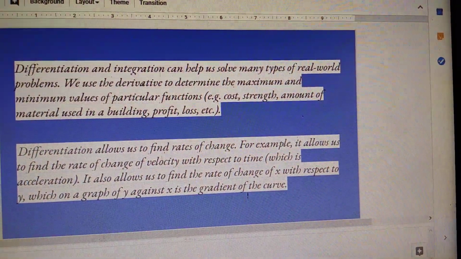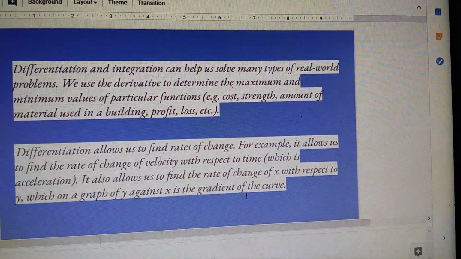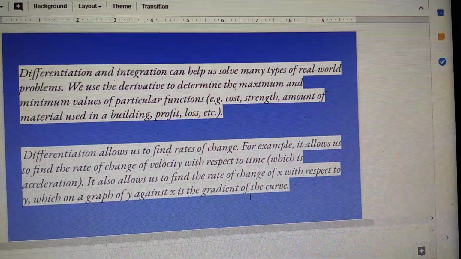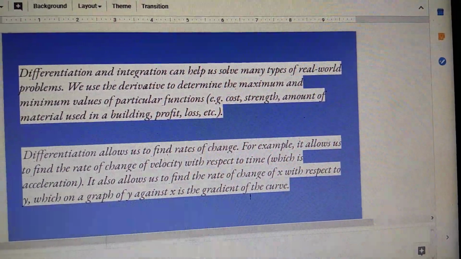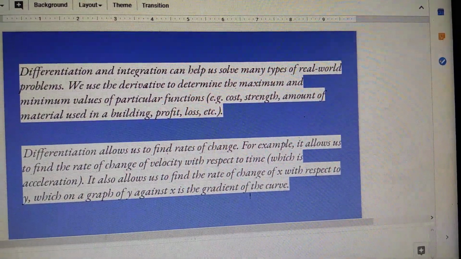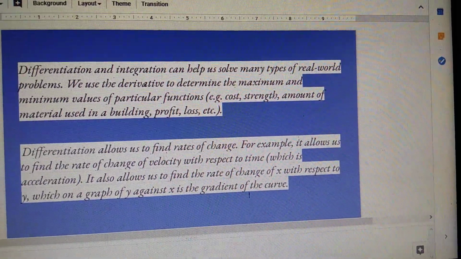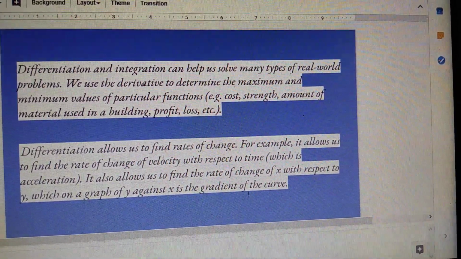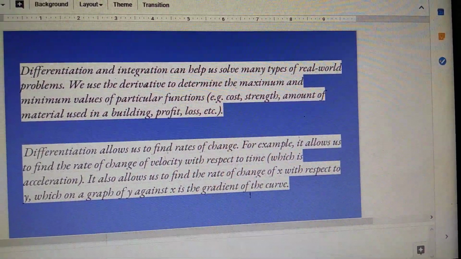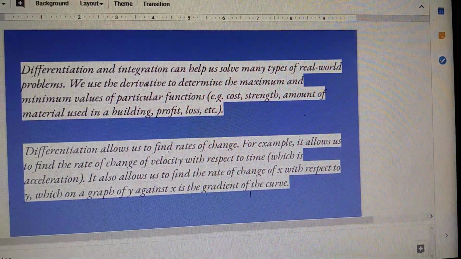Now actually differentiation and our next upcoming concept, integration, we can solve real world problems like maxima, minima, rate of change, amount of materials, building, profit, loss. Differentiation is finding rate of change.